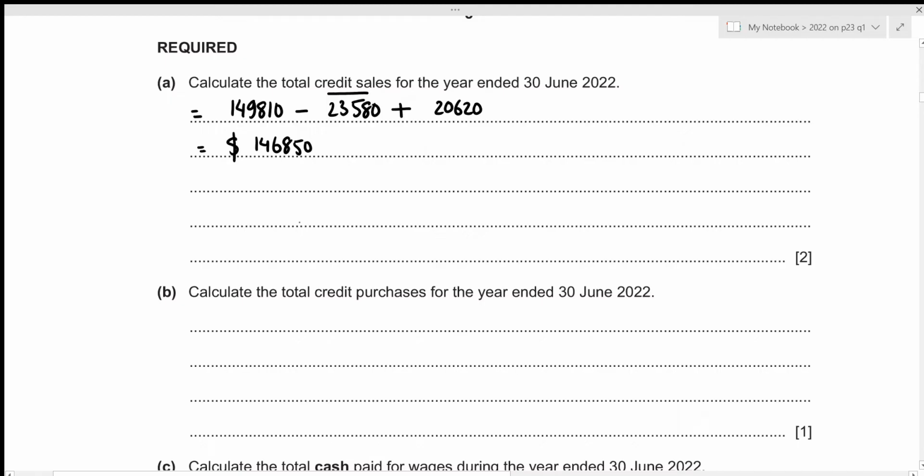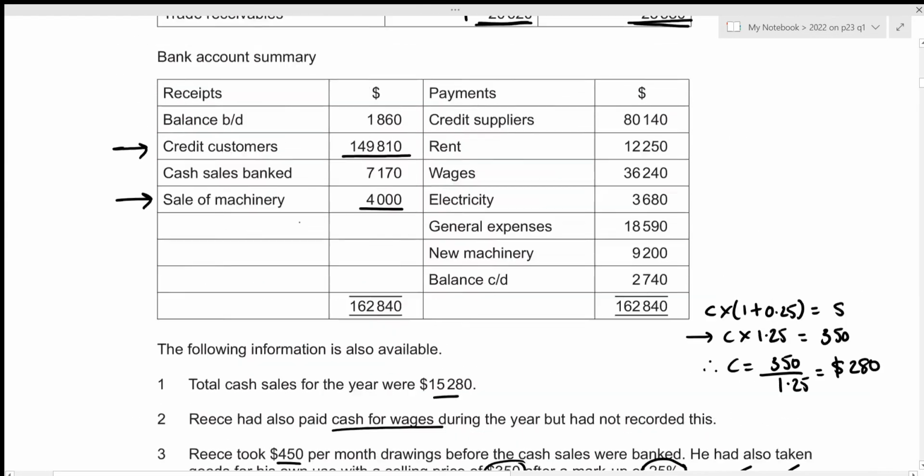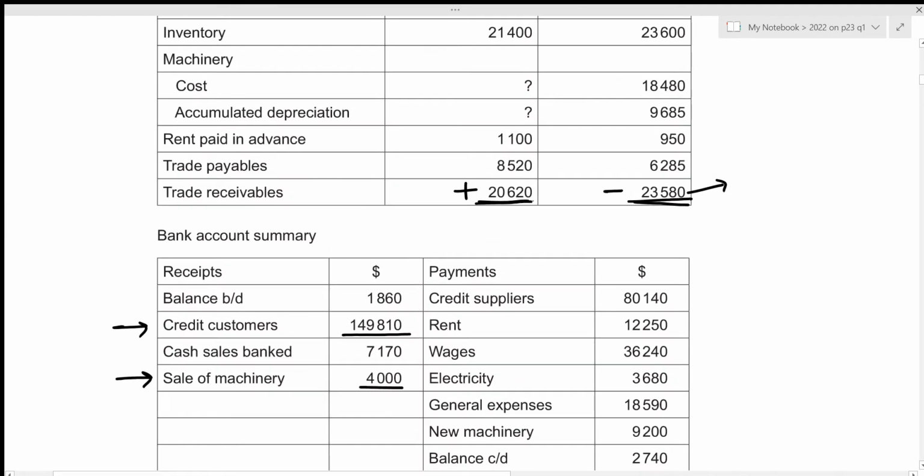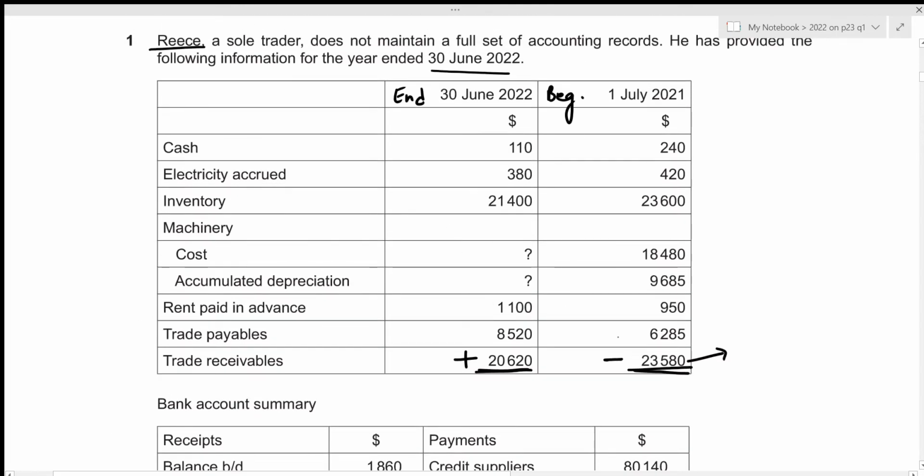Okay, now for the second part, we need to calculate the total credit purchases for the year ended 30 June 2022. So we will be repeating a similar process to that of calculating the total credit sales. Let's have a look above. We can see that in this particular year, we paid 80,140 to the credit suppliers. And as we can see above, the trade payables for last year was 6,285. This just means that whatever amount that we purchased from our suppliers last year, we are yet to pay the amount of 6,285, which is also included in the amount that we paid to credit suppliers in this year.